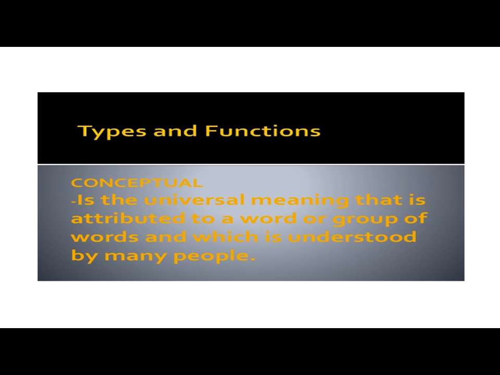Now we are going to learn the types and functions of definition of a term. Totally how many types are there? Two types are there. One is conceptual definition, another one is operational definition. First we are going to learn about the conceptual definition. It is a universal meaning that is attributed to a word or group of words and which is understood by many people.